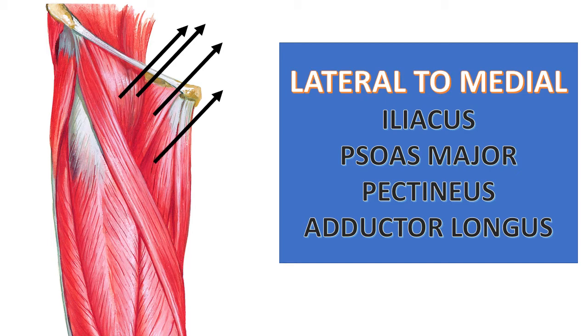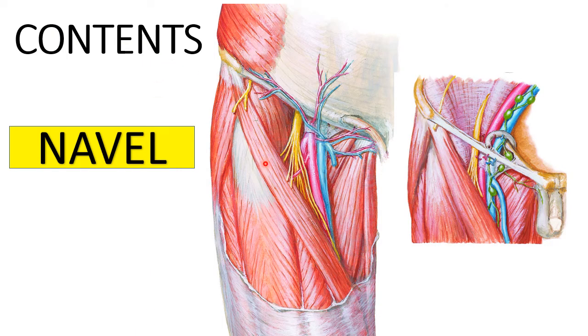And now, what are the main contents of this femoral triangle? Let us see. The contents present in the femoral triangle from lateral to medial are nerve, femoral artery, femoral vein, empty space, and lymphatics. To remember the contents of the femoral triangle, I'm giving you a mnemonic called NAVEL, N-A-V-E-L.